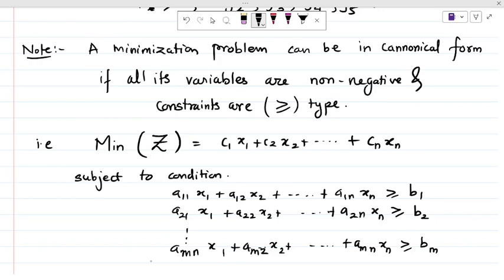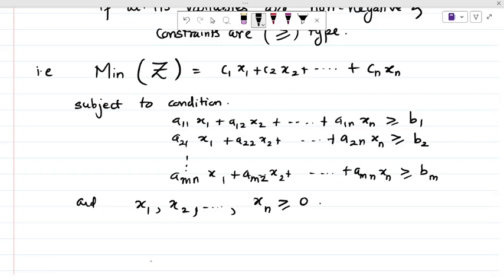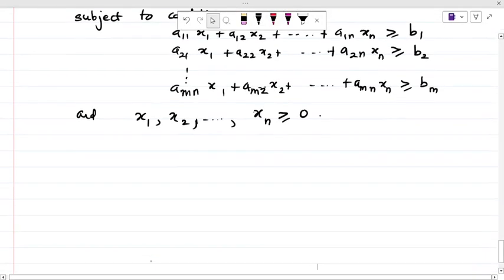Now this is the standard format of the canonical form. Here you will have the conditions that x1, x2, up to xn are greater than or equal to 0. Here everything is greater-equal; only in maximization are the conditions of the less than or equal to type. Now let us understand the whole thing.